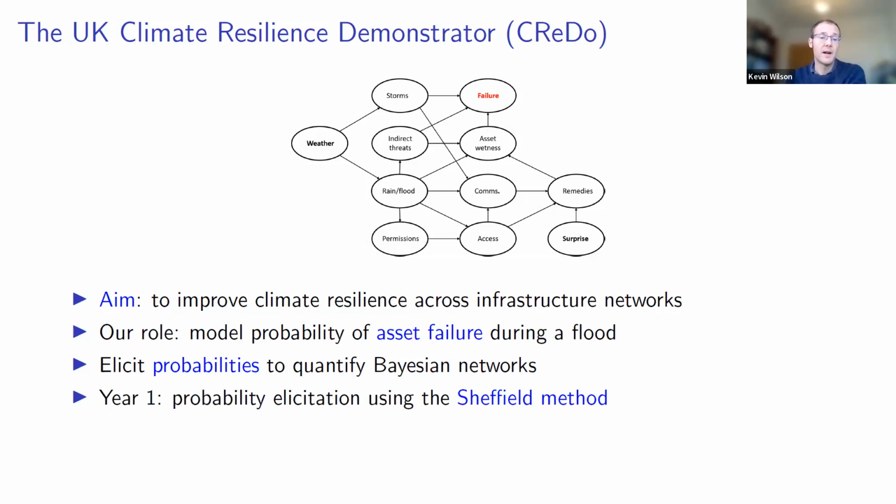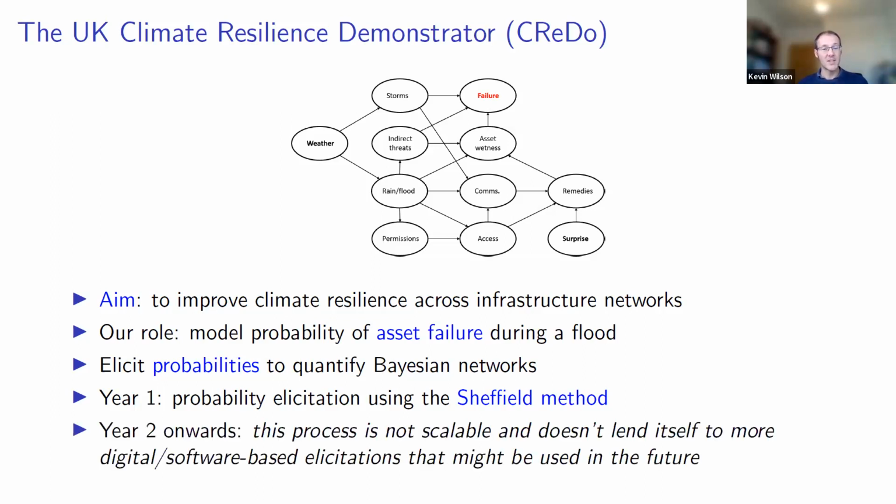And so in year 1, I sat down with panels of experts from the different infrastructure networks, so the water network, the electricity network, etc. And we elicited the probabilities for the conditional probability tables using the Sheffield method. And I'll very briefly touch on what the Sheffield method is on the next slide, but this is my go-to method. We all have our favorite method. This is how I do elicitation most of the times that I've done it. And so this is just my standard practice.